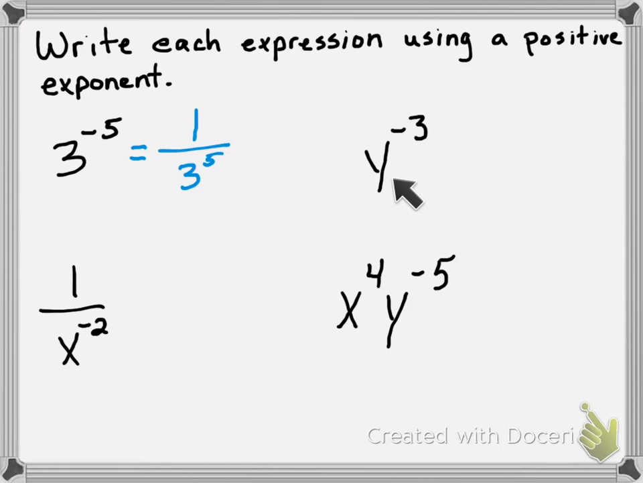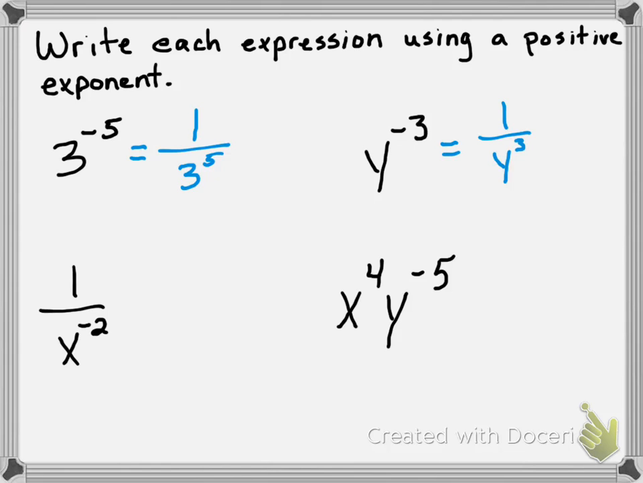Same thing over here. It works the same way with variables. Doesn't matter that it's a y instead of a 3 this time. Okay, I have a negative exponent, but I want it to be positive. So I've got to change the sign. If I change the sign, I'd change the position. Okay, right now it's in the numerator. So if I want to change that to a positive 3, I have to put it in the denominator.